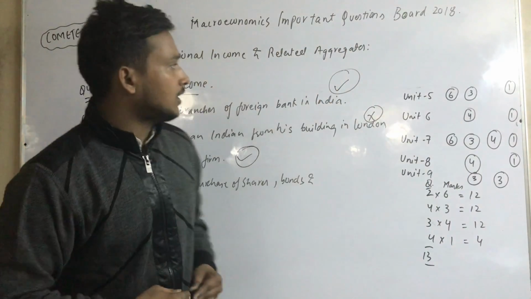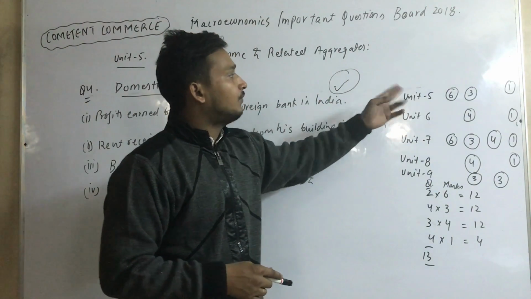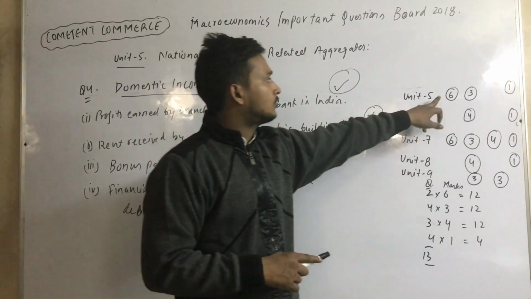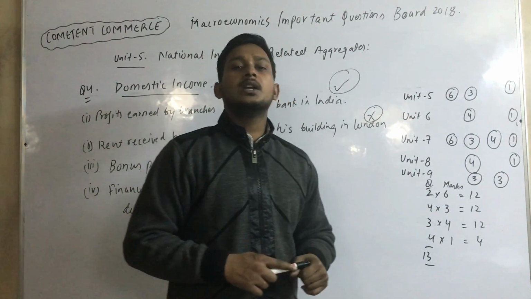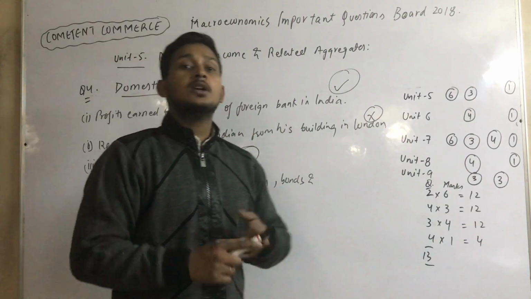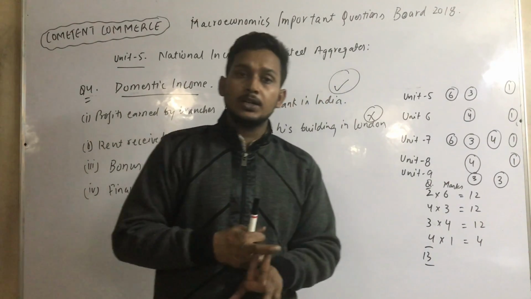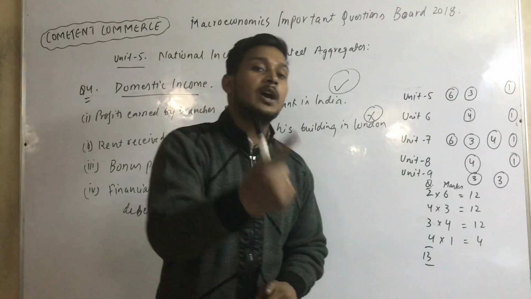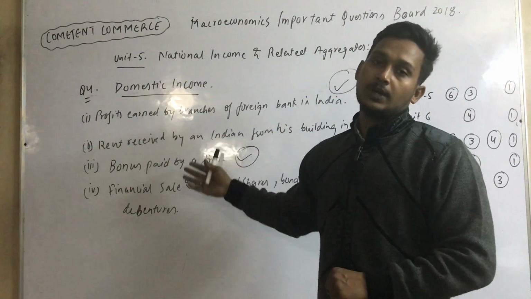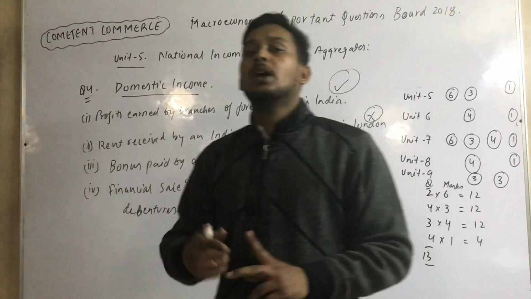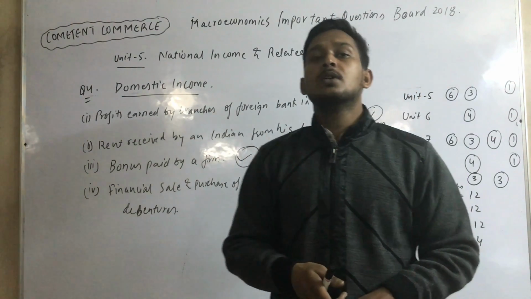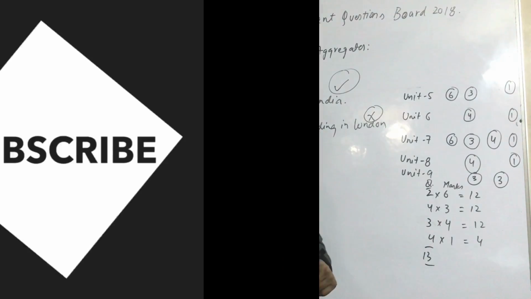Now come to the conclusion that from unit number 5, 3 questions can be asked: a 1 mark question, a 6 mark question and a 3 mark question, right? The 6 mark question will definitely be asked from your numerical part. The 3 mark question can be asked from value added method or from the questions that I have told you, right? If you have any problem in value added method, income method and expenditure method, please let me know. I will make that video for you.